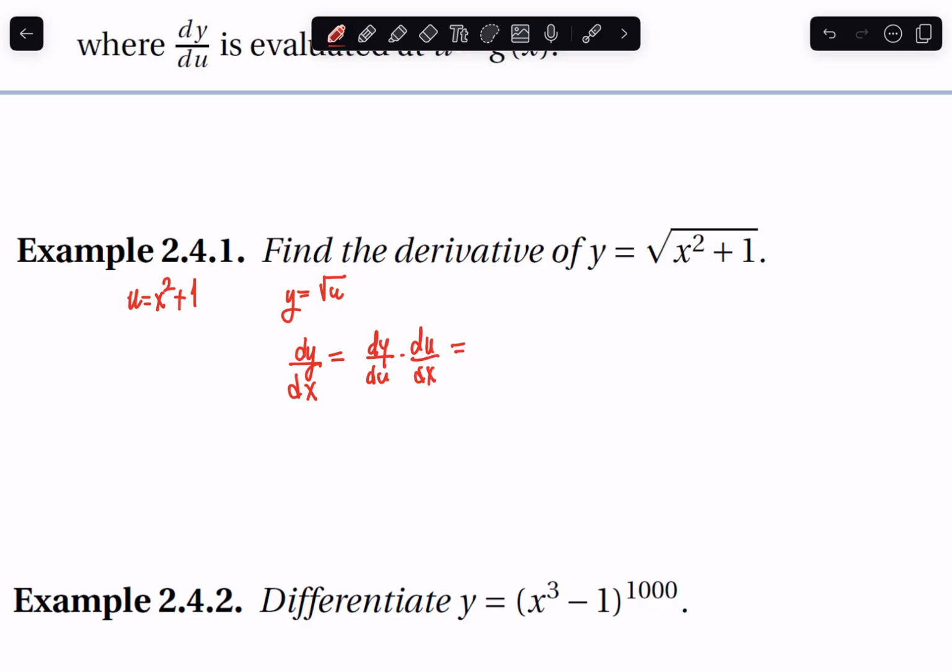Now dy over du is 1 over 2 square root of u times du over dx is 2x, but at the end we have to write everything in terms of x because u is a variable that we defined. So this becomes something like this, which equals x divided by the square root of x squared plus 1.